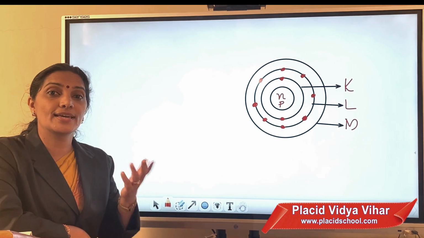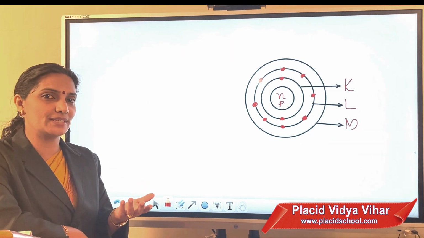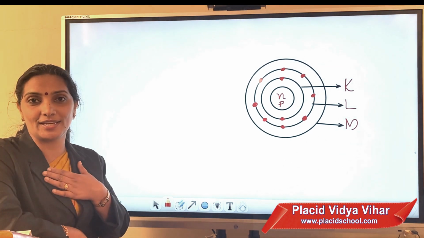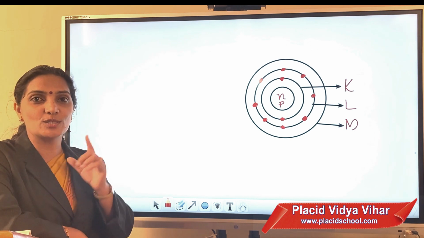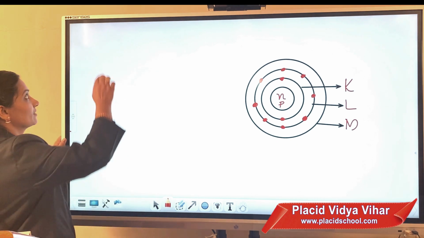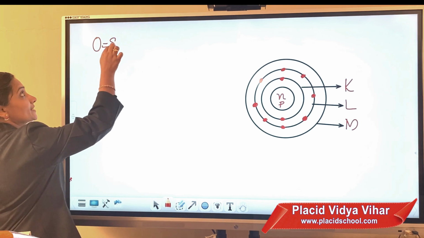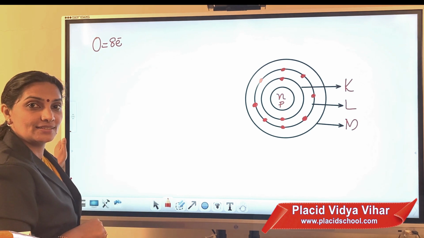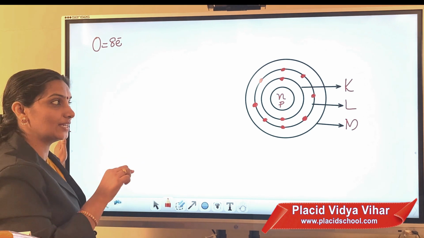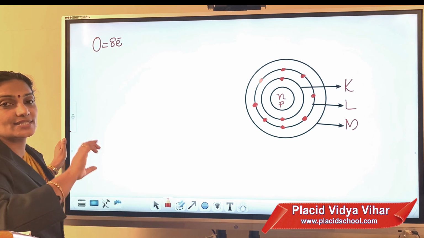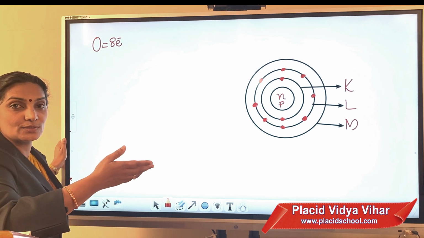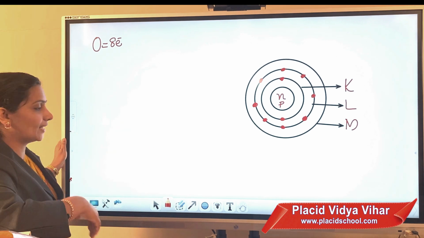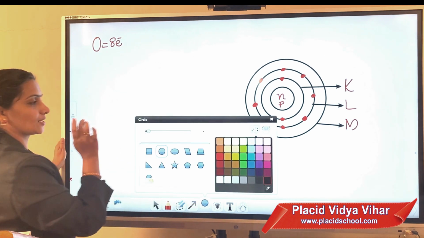Let's consider some examples. Consider an atom with 8 electrons. Do you know which element has 8 electrons? The most important element in our life: it is oxygen. The oxygen atom has 8 electrons. Do you know how these 8 electrons are arranged in the orbits? The first 2 electrons will move to the first shell. The remaining electrons will move to the second shell. That is the step-by-step arrangement of these electrons. Let's draw the structure of oxygen.